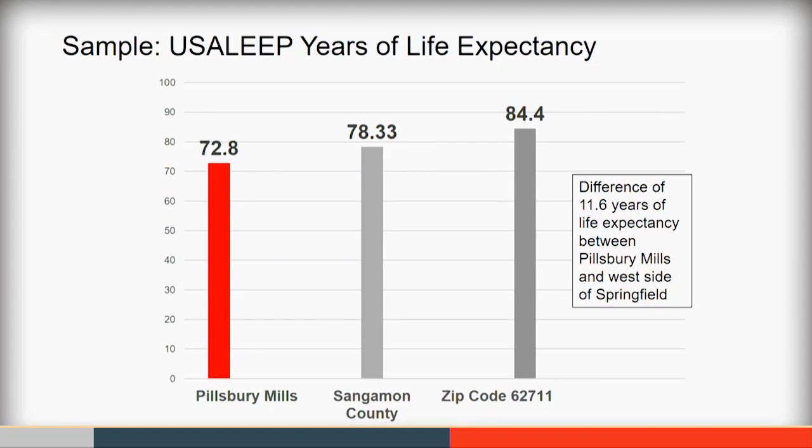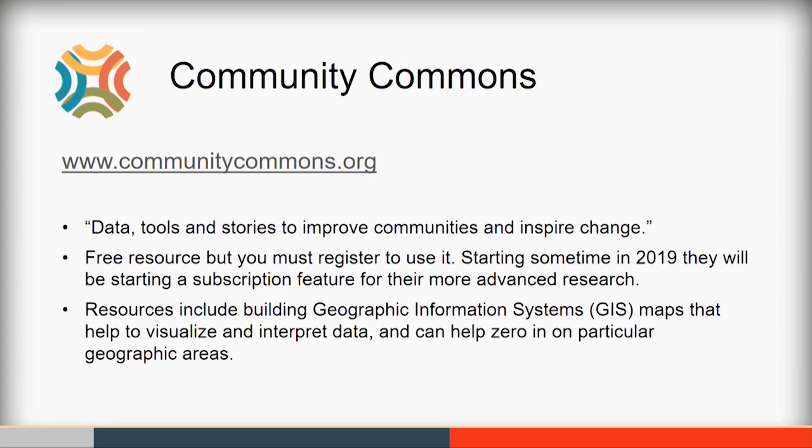So I just did a quick look at this. I plugged in an address at random. I found an address in Pillsbury Mills. Their years of life expectancy are 72.8. The county average is 78.33. I found an address in zip code 62711 and it is 84.4. So we have a difference of 11.6 years of life expectancy within the same city with zip codes that are really not very far apart. So this may be some information that you might be able to apply to some of your work.